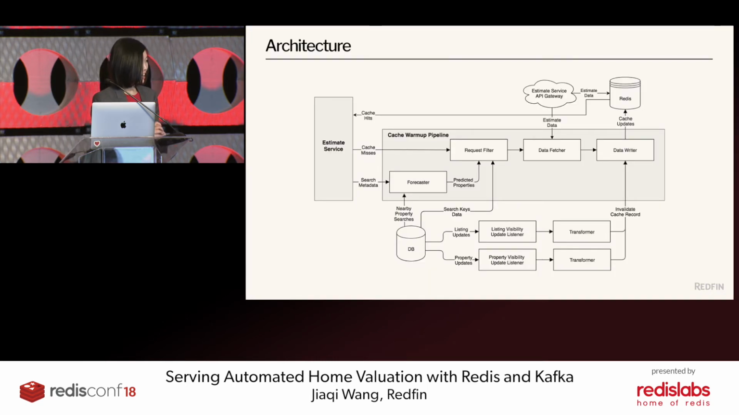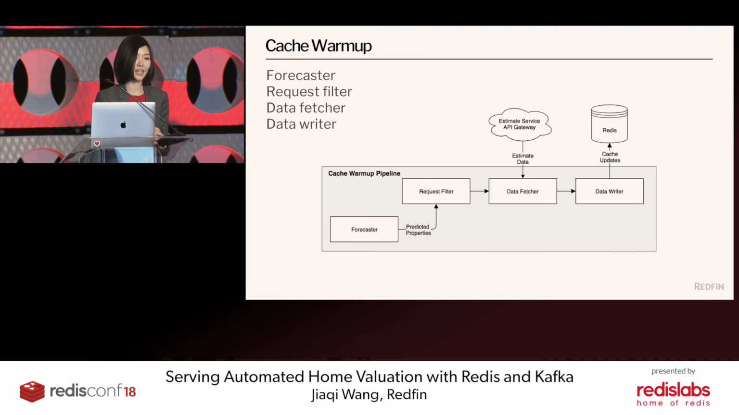Now coming back to our architecture, let's take a closer look at the gray box in the middle, which is our cache warm-up pipeline. It consists of four components: the forecaster, request filter, data fetcher, and the data writer. Each of them is a standalone Samza app.